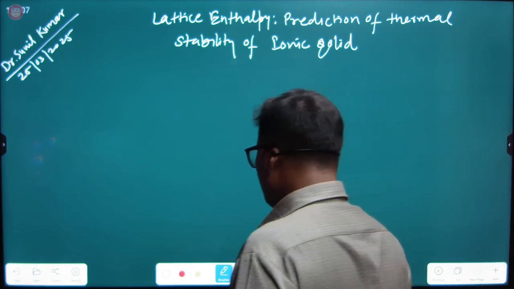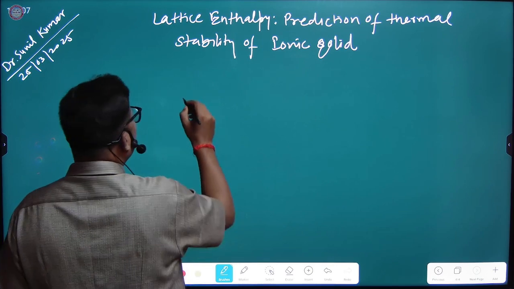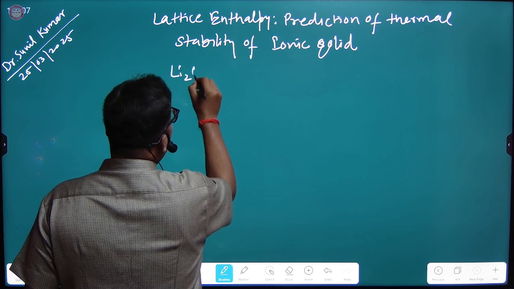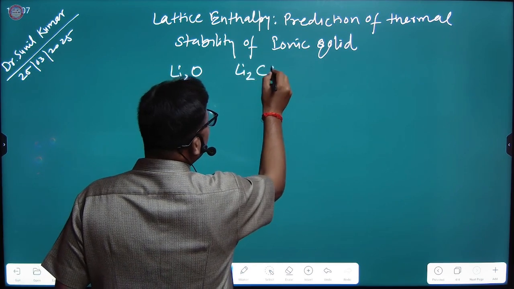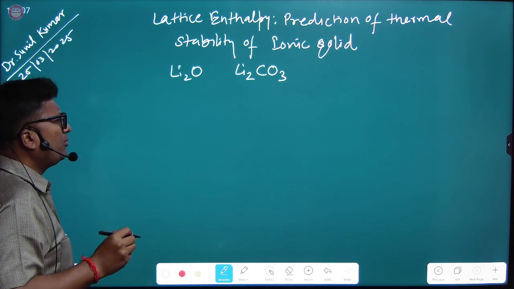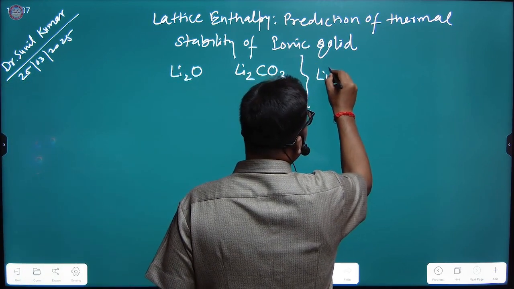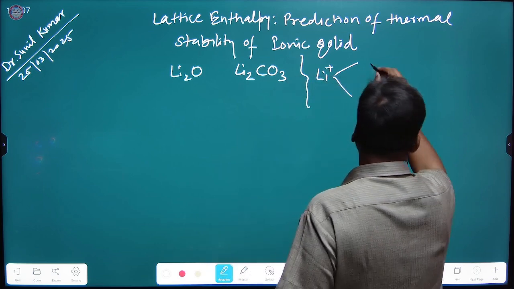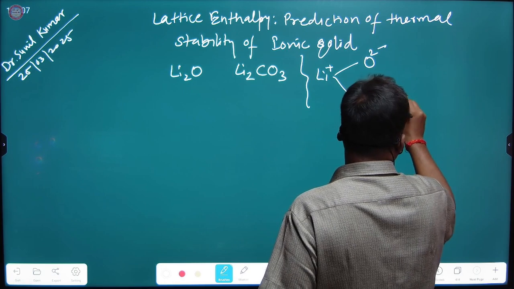So the ionic compounds we are going to discuss here are the carbonate and the oxide, Li2O and Li2CO3. These are two compounds formed through the lithium cation and two types of anions: the oxide ion, O2 minus, and the carbonate ion, CO3 2 minus.